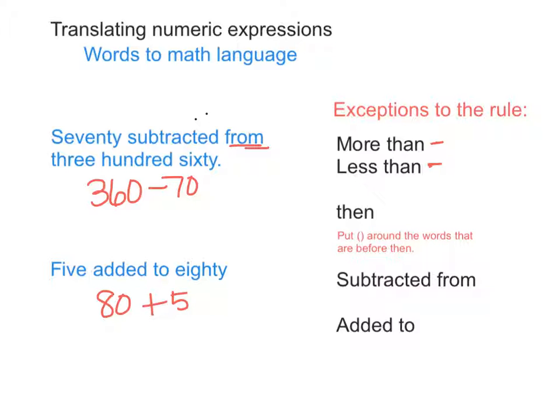So, normally you would read left to right and translate it exactly. You're going to look for those answer words of quotient, difference, product, and sum, to put those in parentheses. Then you're going to look for the words more than, less than, then, subtracted from or added to because those are exceptions to the rule and you have to do something else. All right, good luck.